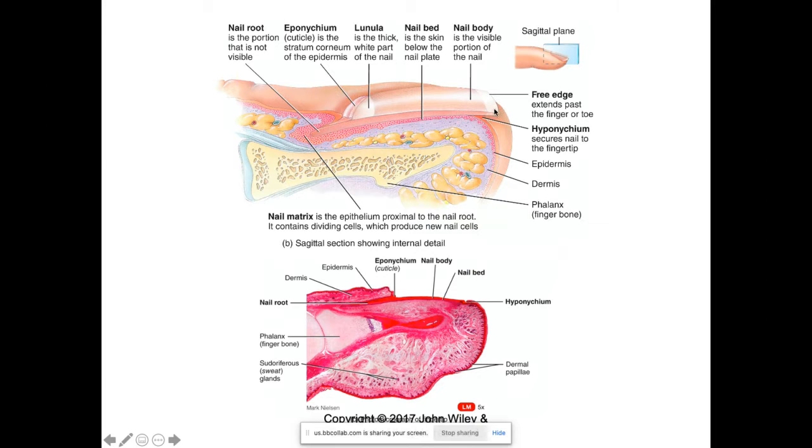From the side view, same structures. Here's the free edge of the nail that you can clip. Here's the nail body. Here's the lunula. Here's the eponychium, or the cuticle, and then behind that you have the nail root. What's posterior to that, this is the matrix. This would be equivalent to the stratum basale layer, where you have the stem cells that reproduce, multiply, and divide, and it's going to push the nail forward to eventually increase the free edge that you can clip. So the same structures that we see here, we can see on this view down here at the bottom.